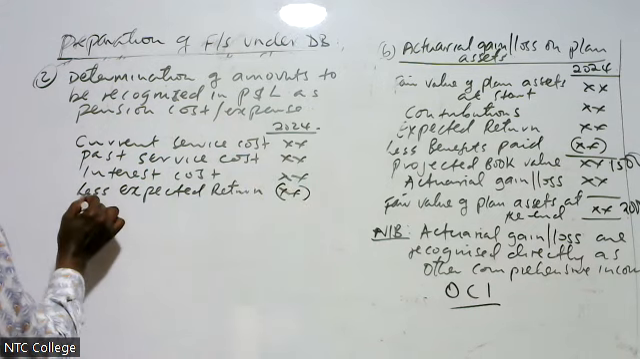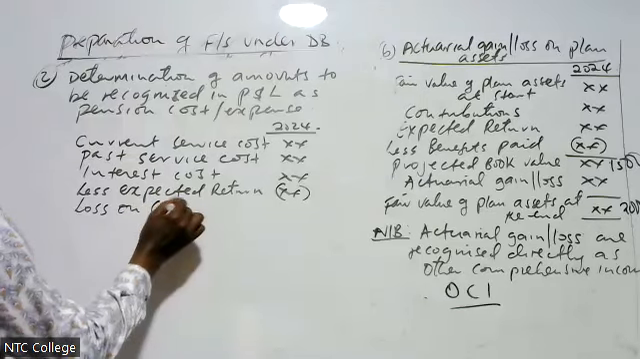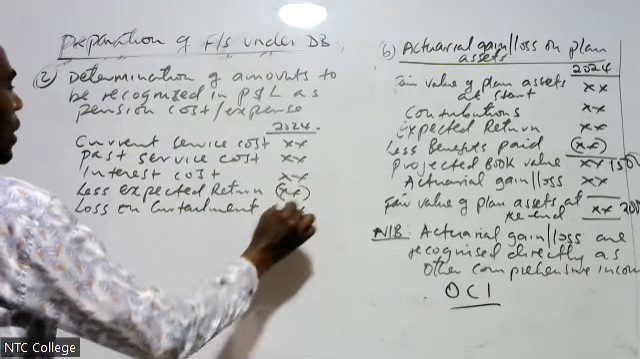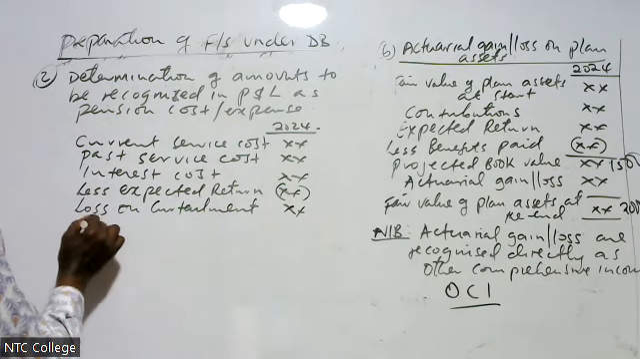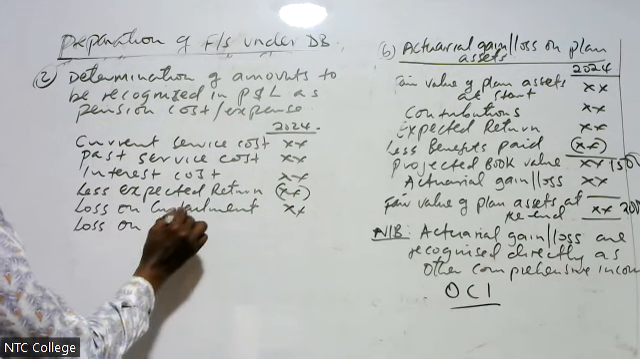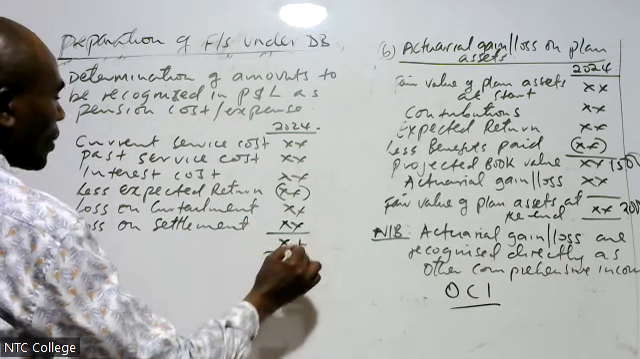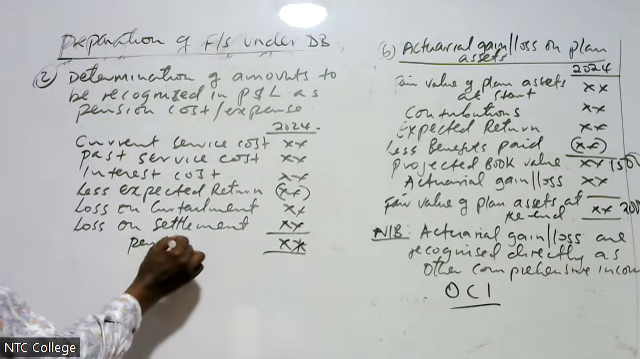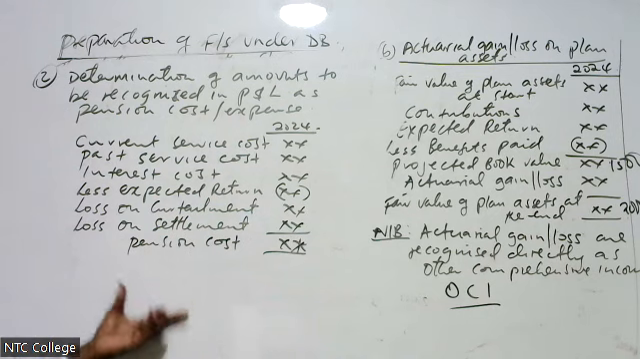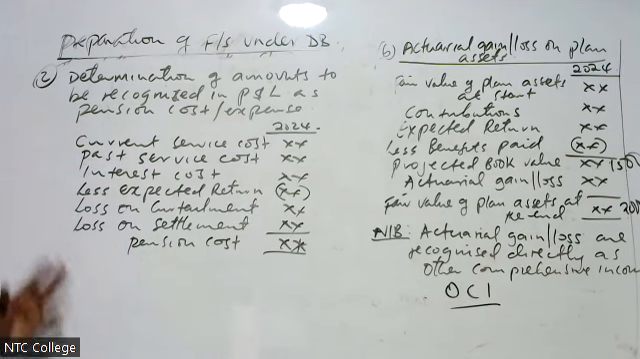Then I also add loss on curtailment. I will explain what curtailment is. Then I also add loss on settlement. Then I get what we call pension cost or expense. This is the amount I'm going to take to P&L as expense.